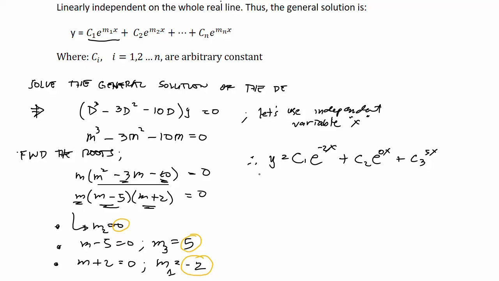Okay, so therefore we have y is equal to c sub 1 e to the negative 2x plus, since we have 0x here and e raised to 0 is just equal to 1, and then plus c sub 3 e to the 5x. So therefore, if we simplify this, we have c sub 1 e to the negative 2x plus c sub 2 plus c sub 3 e raised to 5x. So this is now our general solution.